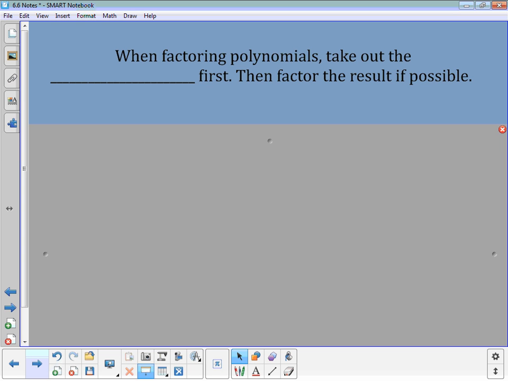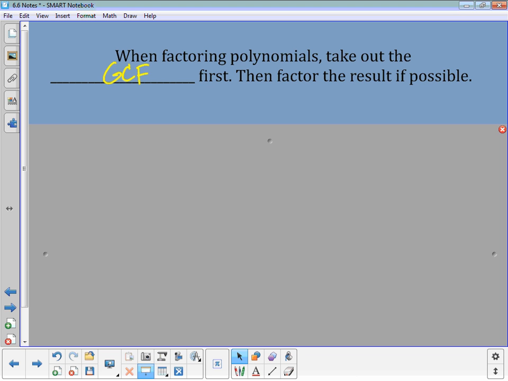Now, the first thing we need to think about is when factoring polynomials, we have to take out a GCF. That's the first thing that we do. We have to take out the GCF if possible. Okay. Then some other things that I need to keep track of. I've got some factor patterns here that might be new to us.